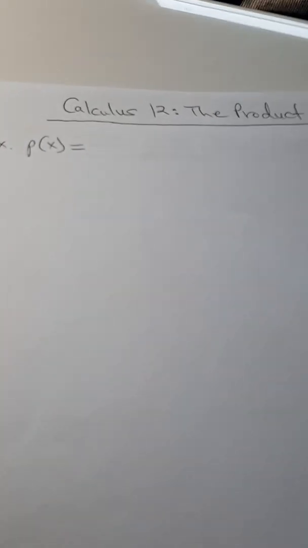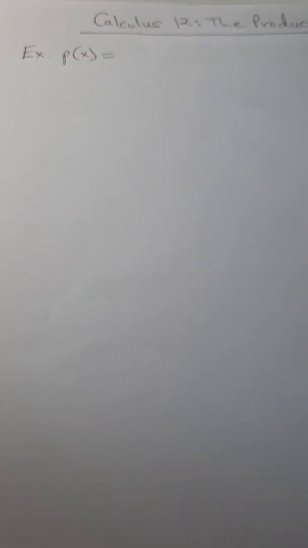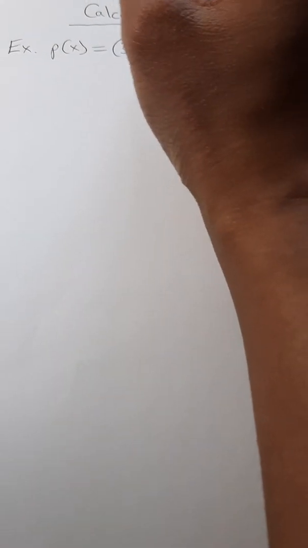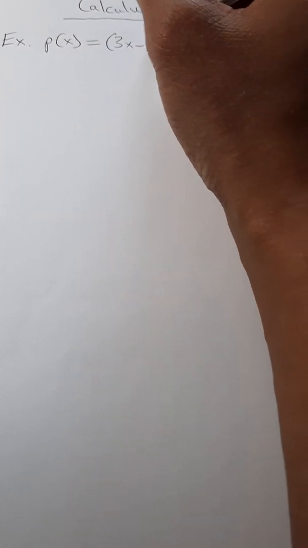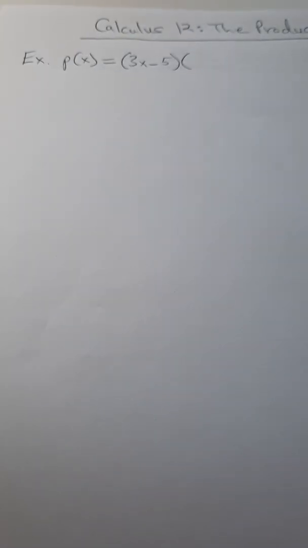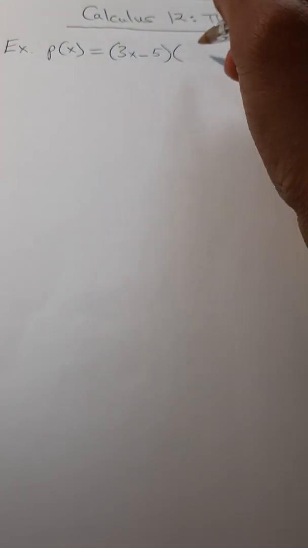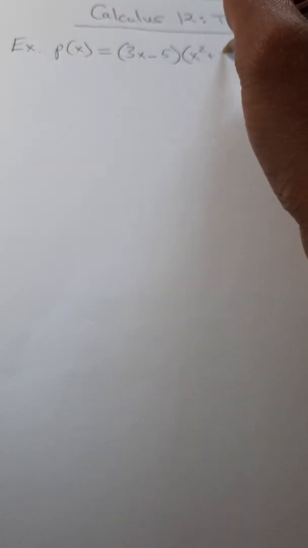And today we're going to move on to the product rule. So with that, let's get started. Okay, so here we are. I wrote down product rule at the top. What we're going to do is try just a couple of examples first, something really simple. So I have P of X equals 3x minus 5 times x squared plus 1.